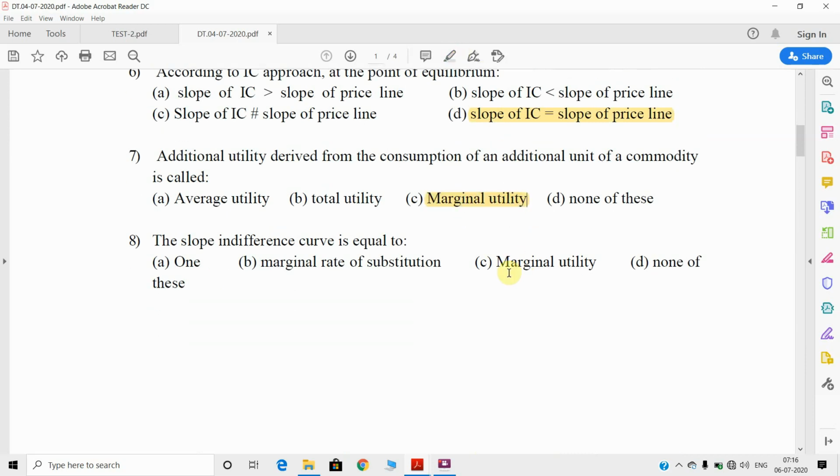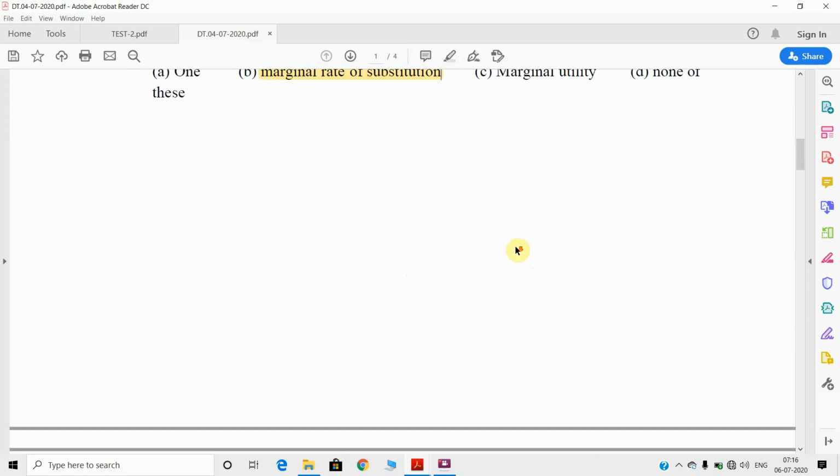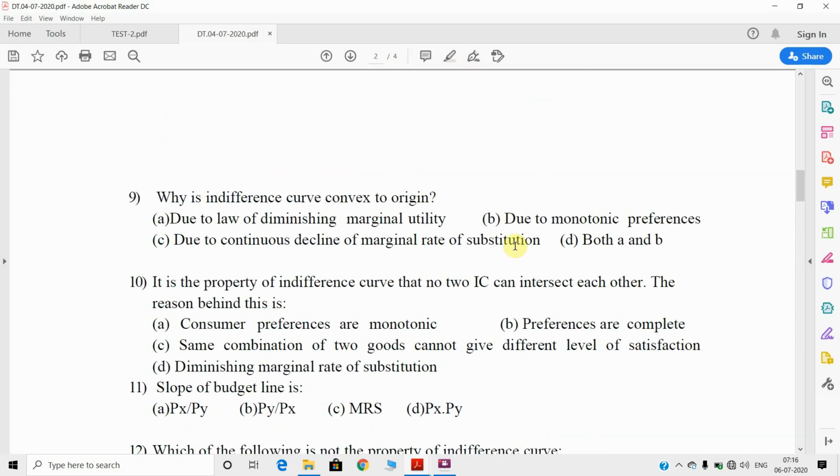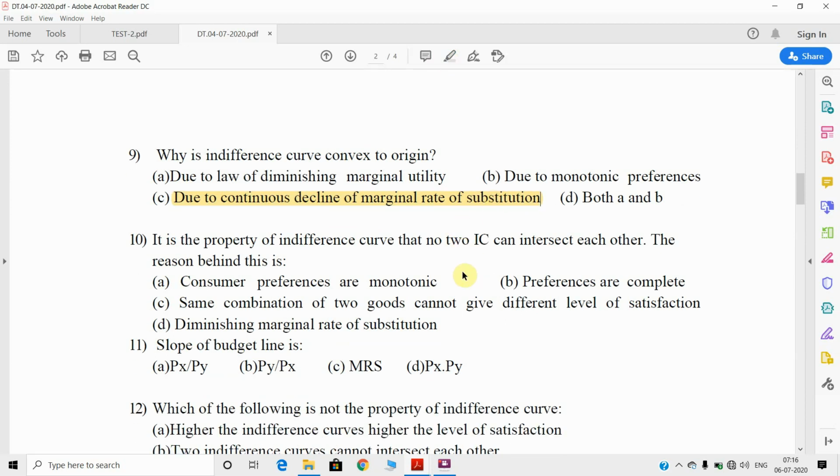8. The slope of the indifference curve is equal to the marginal rate of substitution, MRS. Next, ninth question: why is the indifference curve convex to the origin? The answer will be C, due to the continuous decline in the marginal rate of substitution, that is, MRSXY is negative, so it takes the convex shape that I have taught in the class.